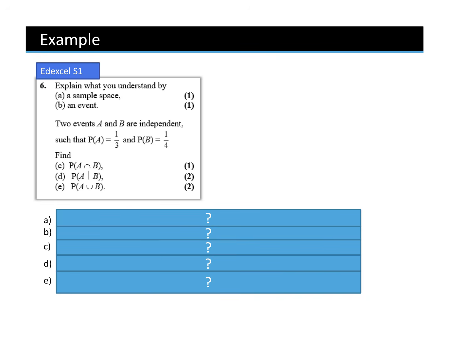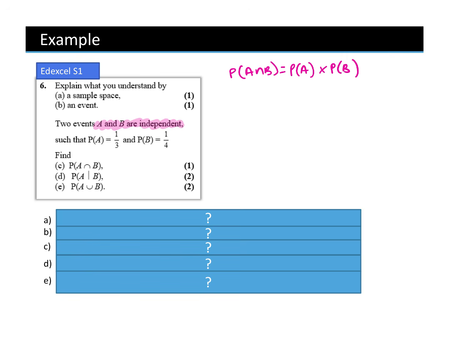So when we're answering these types of questions, first of all, A and B are both definitions that we need to learn. C, D and E are calculations, but for C, D and E, it tells us that A and B are independent. What do we know about independent events? Yeah, for independent events, the probability of A intersection B equals the probability of A multiplied by the probability of B. If you see independent, I want you to write this down.